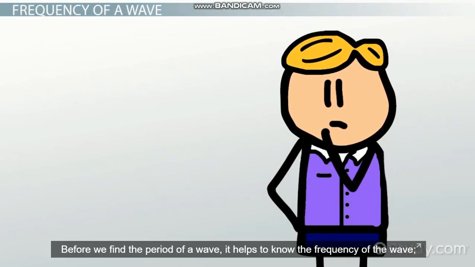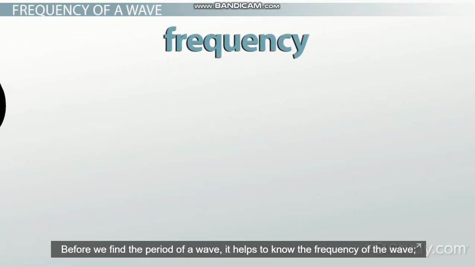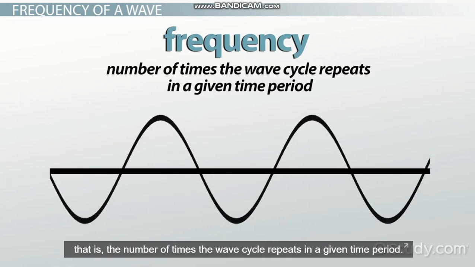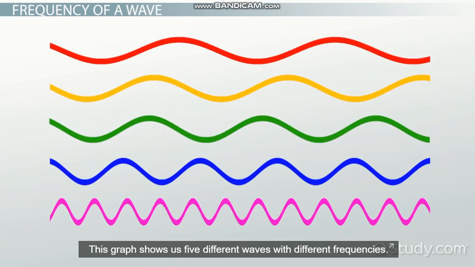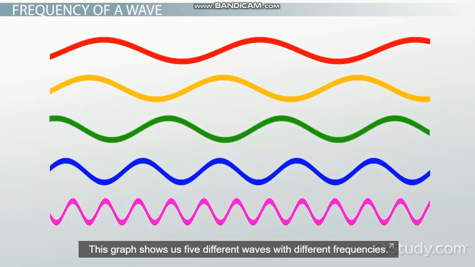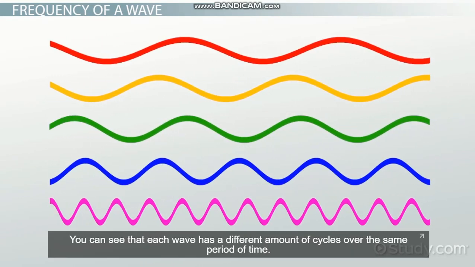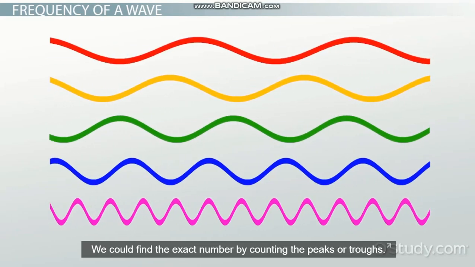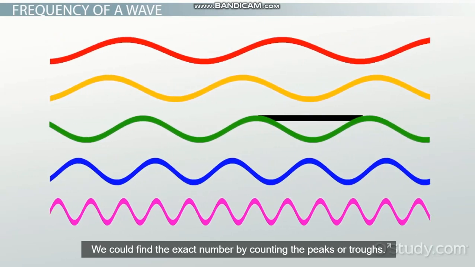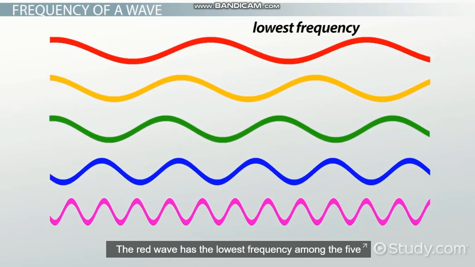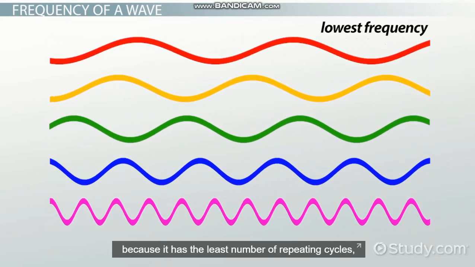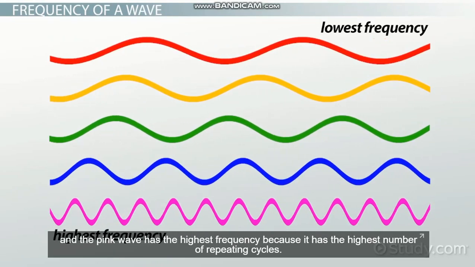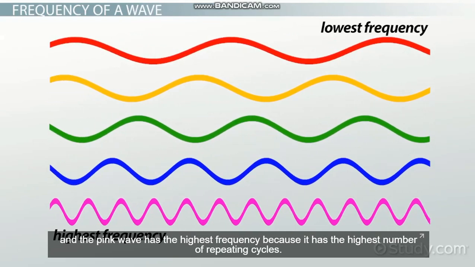Before we find the period of a wave, it helps to know the frequency of the wave. That is the number of times the wave cycle repeats in a given time period. This graph shows us 5 different waves with different frequencies. You can see that each wave has a different amount of cycles over the same period of time. We could find the exact number by counting the peaks or troughs. The red wave has the lowest frequency among the 5 because it has the least number of repeating cycles. And the pink wave has the highest frequency because it has the highest number of repeating cycles.